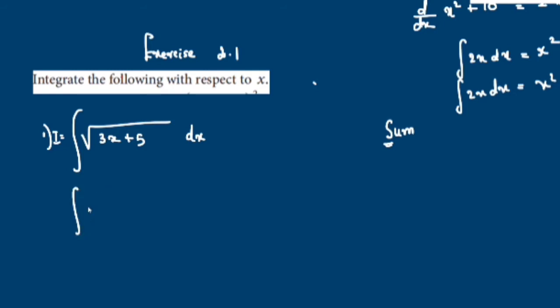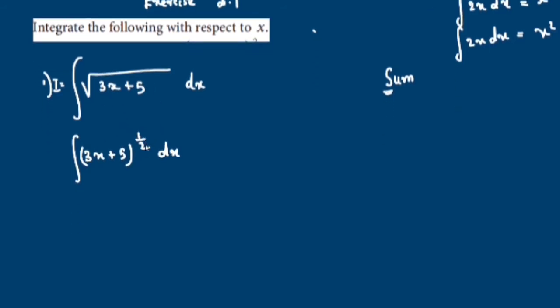We are going to integrate this. Before integrating, you can write this as 3x plus 5 the whole power half into dx. So the first step is to write the radical as the whole power half.